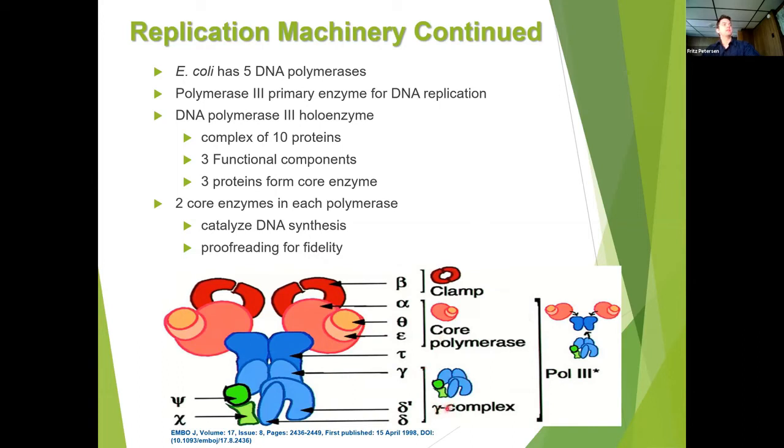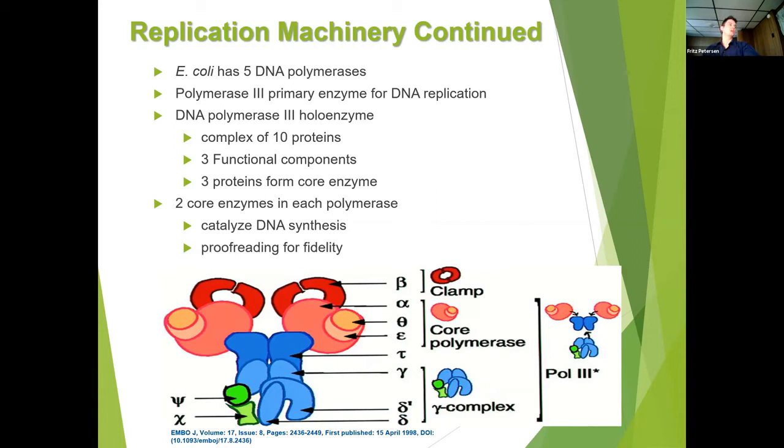And then something that you might note is that this tau, or what looks like a little T, doesn't fall into any of these core or functional components, and that's because its sole function is to simply bind the gamma complex to the core polymerase and the clamp. So it's only a little binding protein.